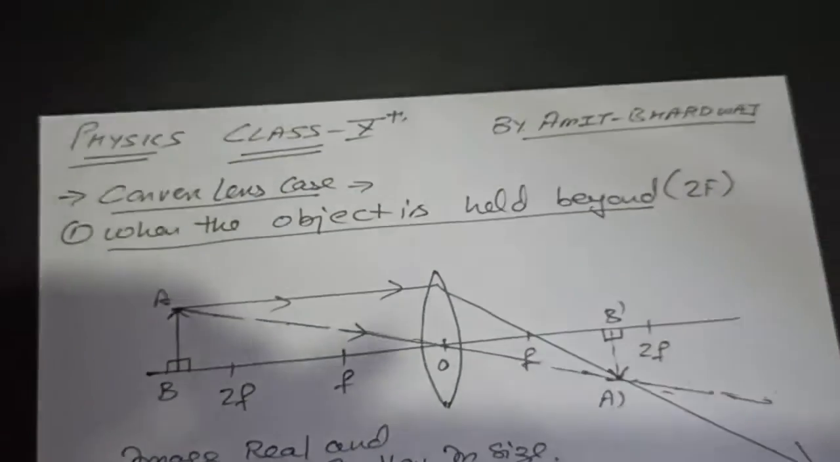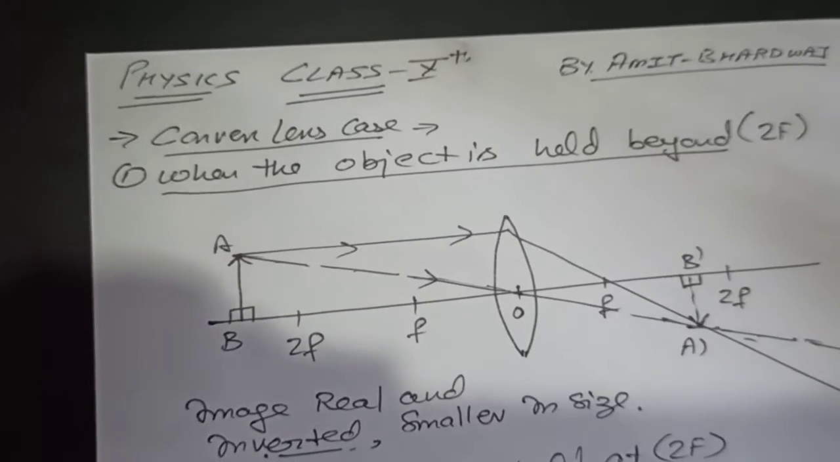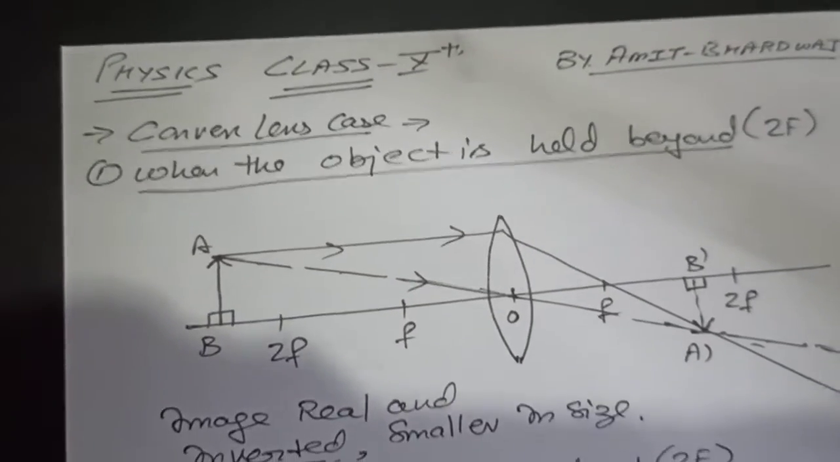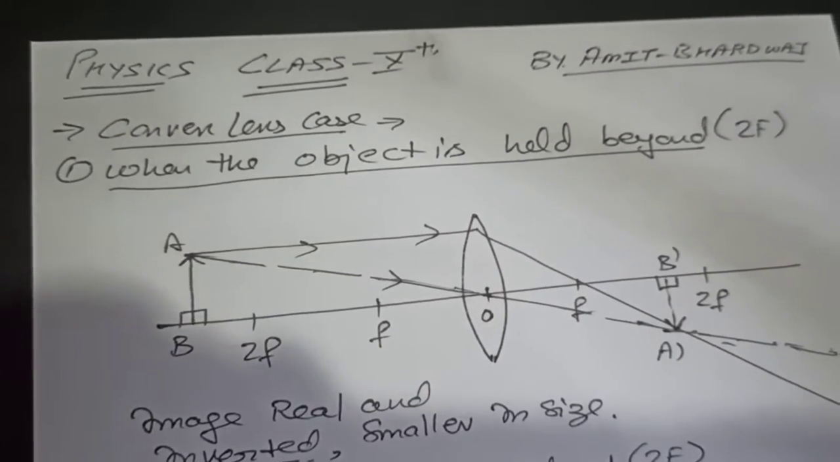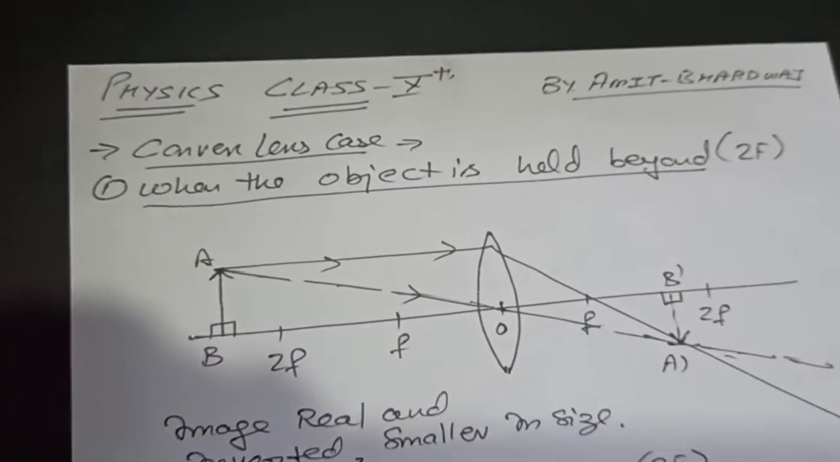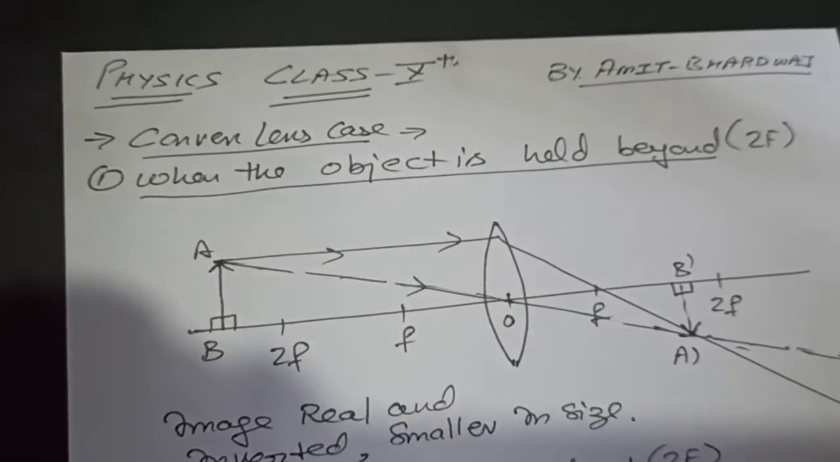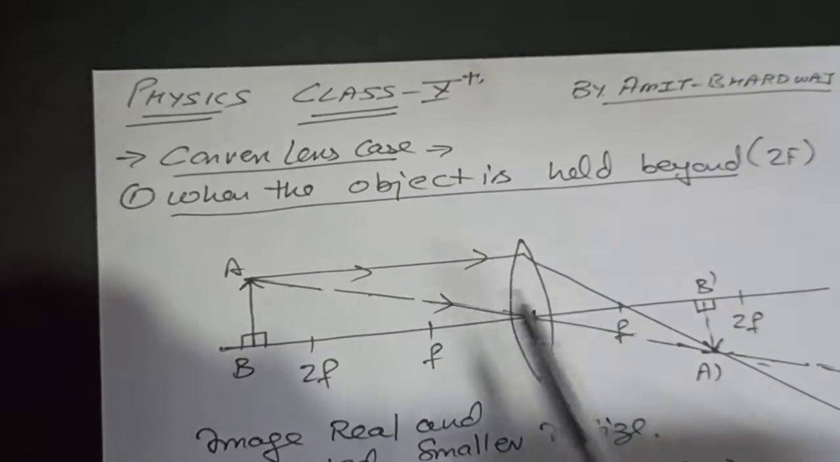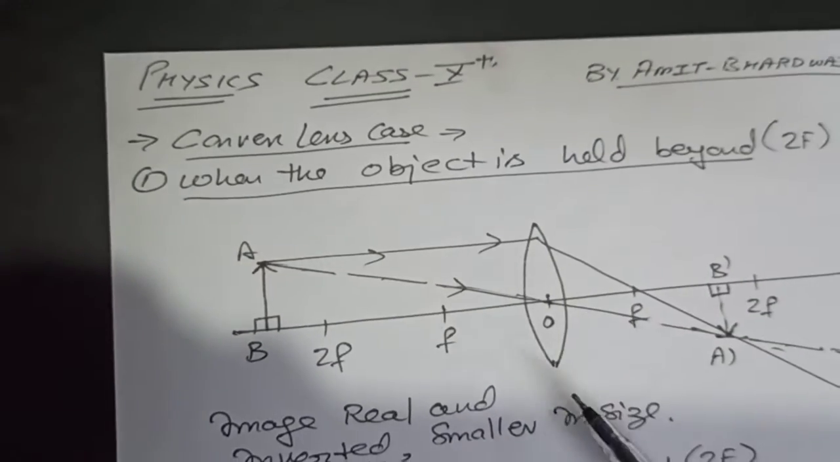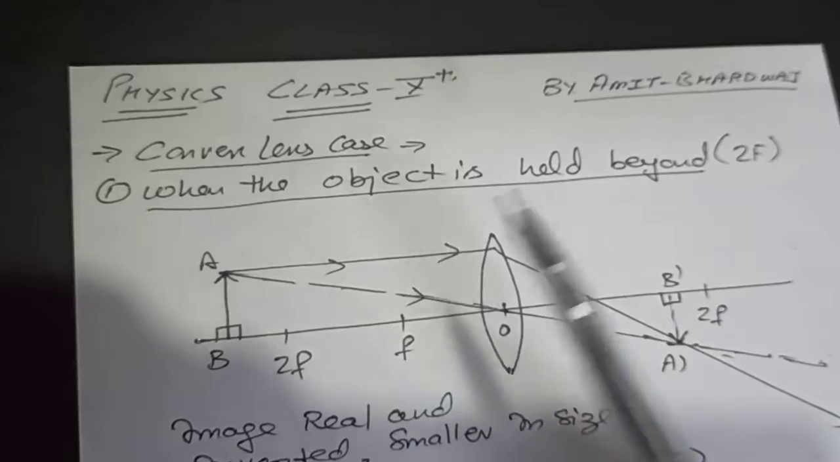Hello students, now in our next lecture of physics, we are dealing with a new topic, that is the image formation of an object when placed in front of a convex lens. I think we are repeating these lectures because we are revising them again. So here is a convex lens and the case is that the object is placed beyond 2f.